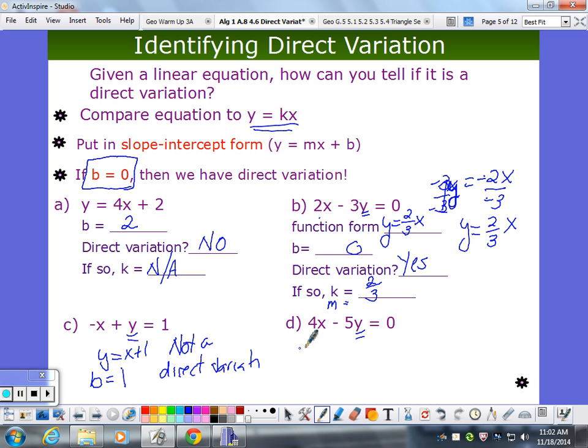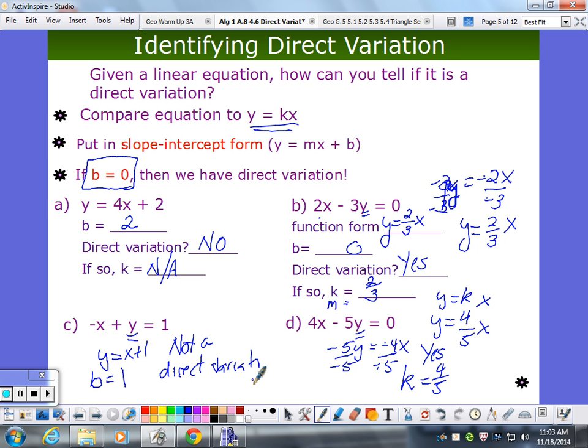Let's try this one. We have to solve it for y. We're going to subtract 4x. And then I'm going to divide both sides by that negative 5. So I get y equals, what's negative over negative? Positive. Is this a direct variation? How can I tell? Yeah, does it look like y equals kx? Is the y-intercept 0? Yes. So this is a direct variation. What is the constant of variation? 4/5. That's it.